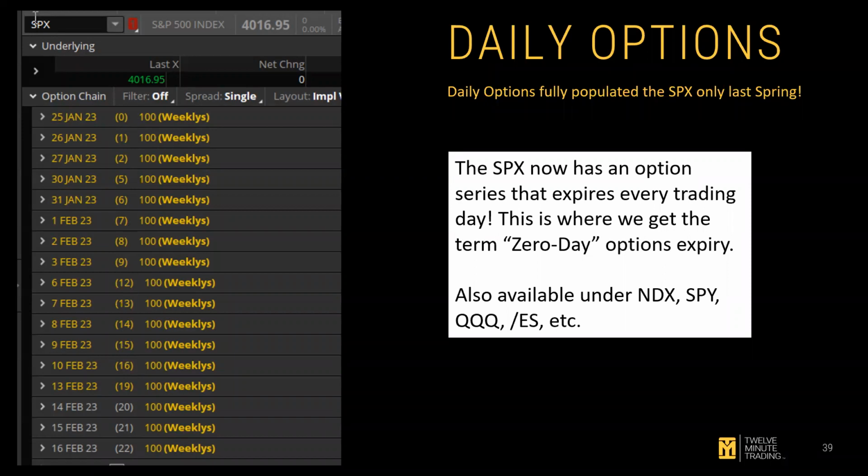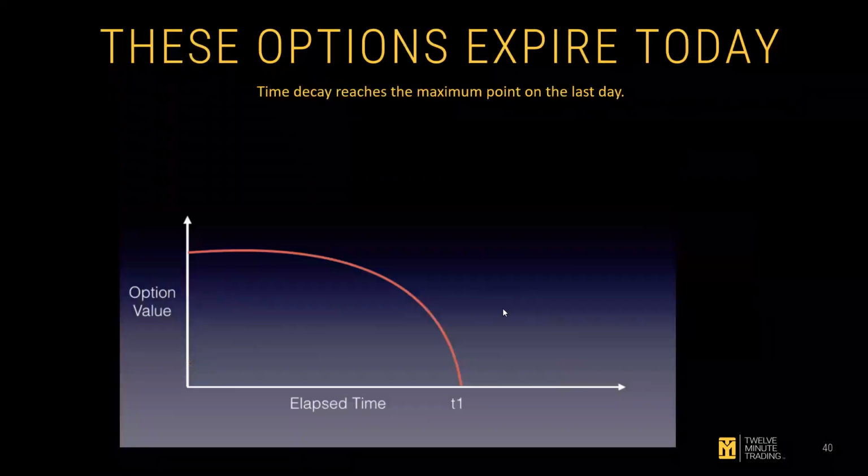When I started this, we only had the big monthly options. That was it. And you had to make those work for 30 straight days. So what's great is that these options expire today.